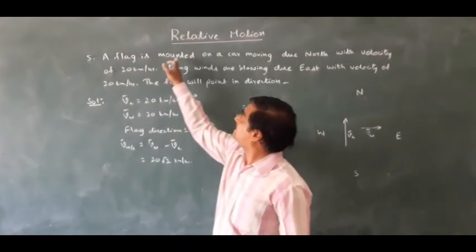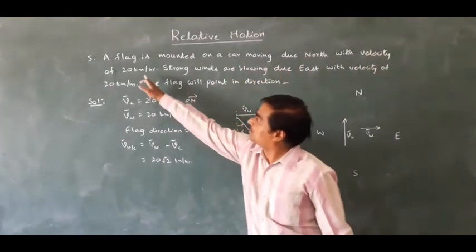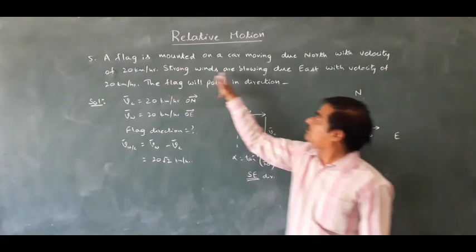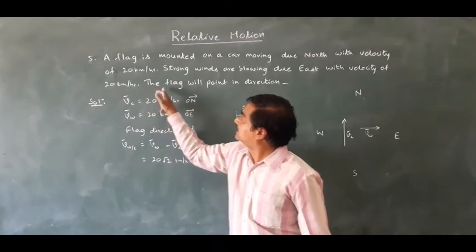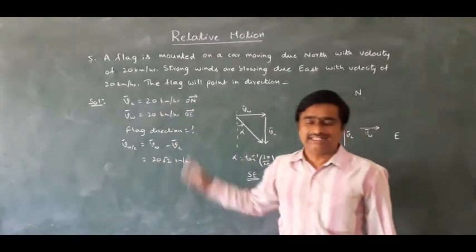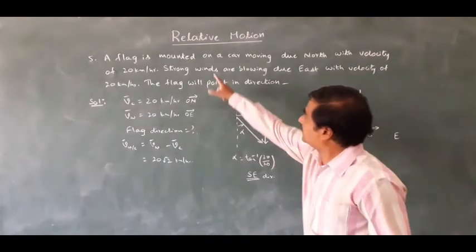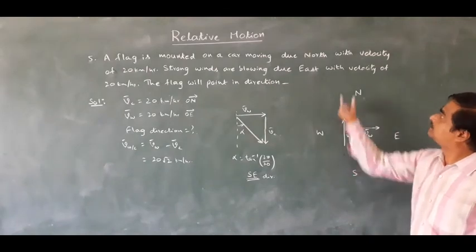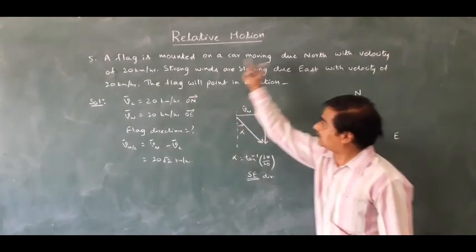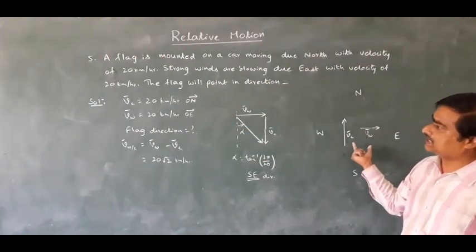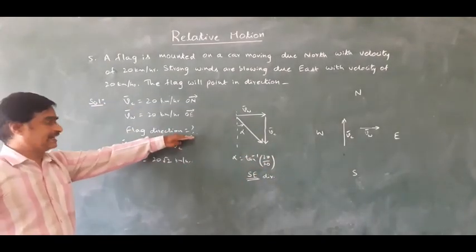Next one. A flag is mounted on a car moving due north with velocity of 20 km per hour. Strong winds are blowing due east with velocity of 20 km per hour. The flag will point in which direction? Here, velocity of car is given and velocity of wind is given. It is a simple case because their velocities are equal. They are perpendicular to each other. Velocity of car and velocity of wind. We have to find the direction of flag.